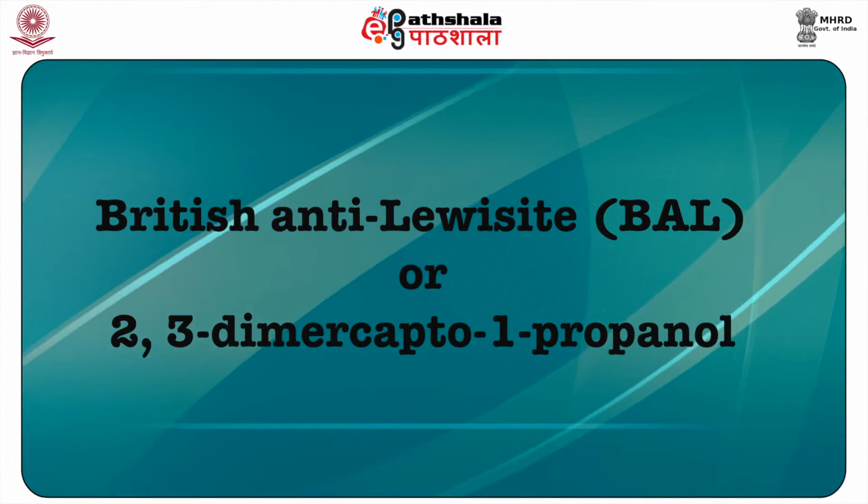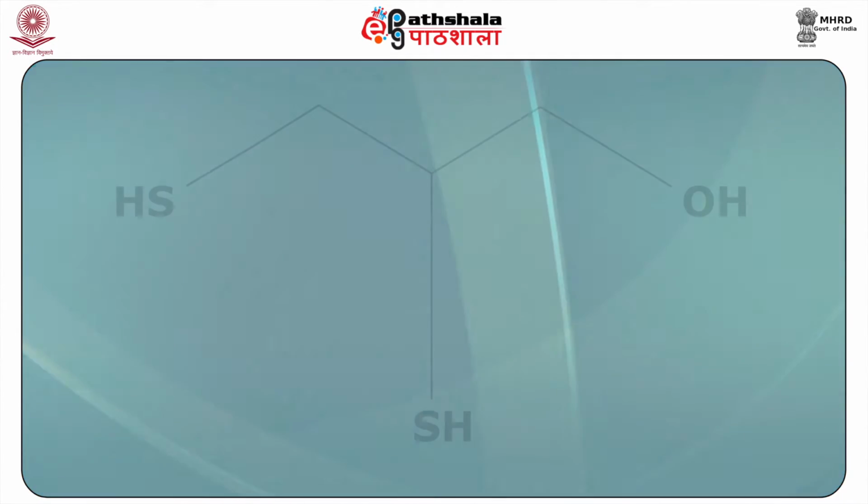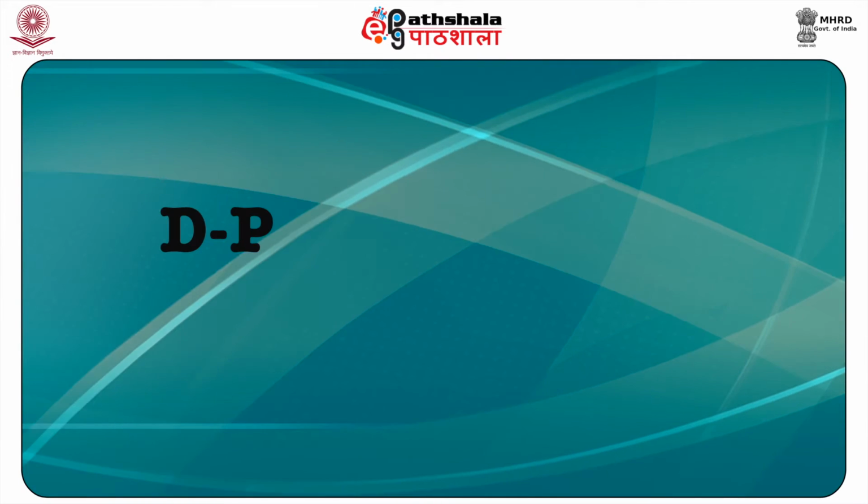British anti-lewisite, or 2,3-dimercapto-1-propanol. It was used by the British Army during World War II to treat patients poisoned by the gas lewisite. It binds to enzymes containing SH groups, but BAL binds strongly to arsenic and removes it. It is also used for treatment of poisoning caused by mercury, arsenic, gold, etc.